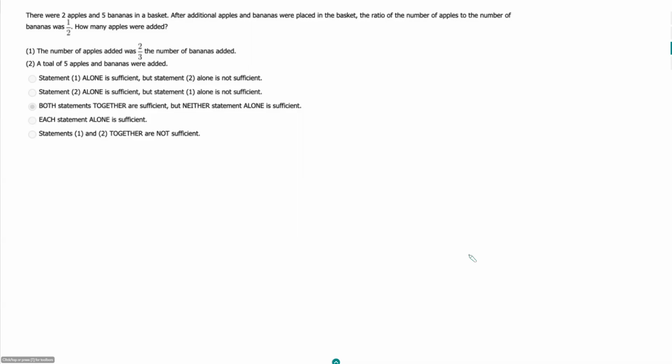There were 2 apples and 5 bananas in a basket. After additional apples and bananas were placed in the basket, the ratio of the number of apples to the number of bananas was 1/2. How many apples were added?